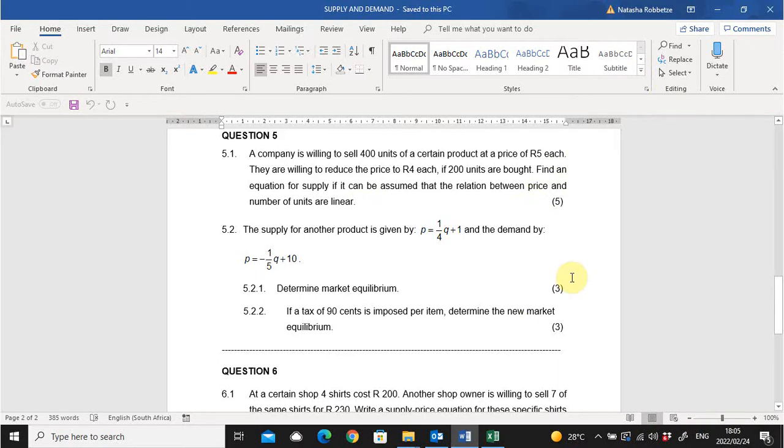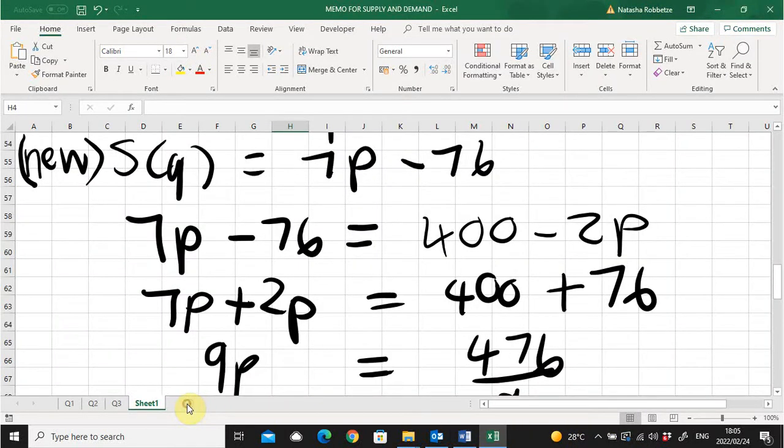Now we need to estimate an equation. How do we do that? There are 2 steps to estimate an equation. We first need our slope called m, and then we need to replace it into the equation formulation. Right, so question number 5.